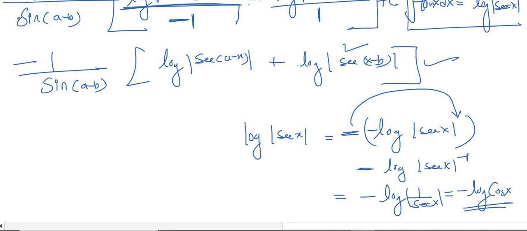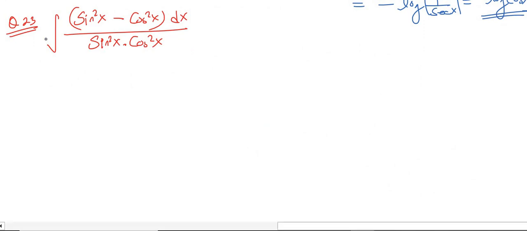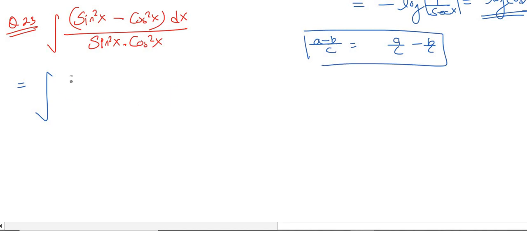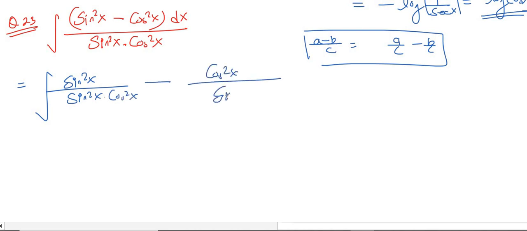Next question. Alright, this is question number 23. Sin square minus cos square by sin square into cos square. Pretty straightforward question. Let's try it. See, if we have a minus b by c, it belongs to both. This everybody knows. So I will split it into two parts: this minus this. Correct? I have split it into two parts.